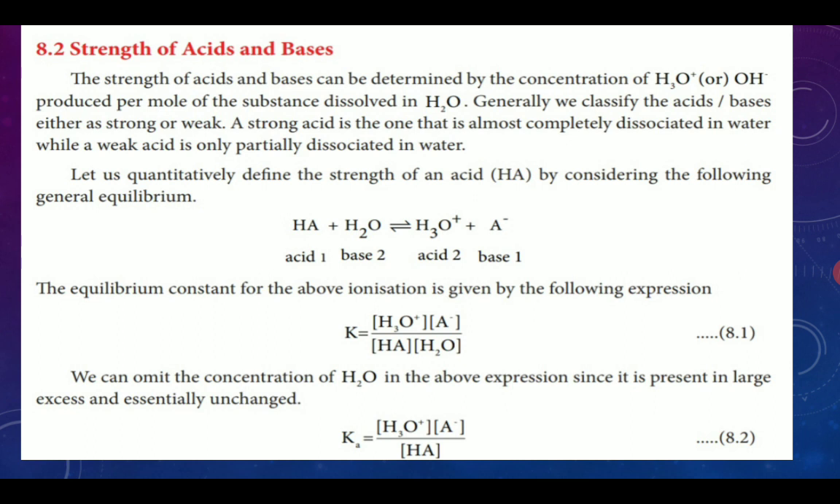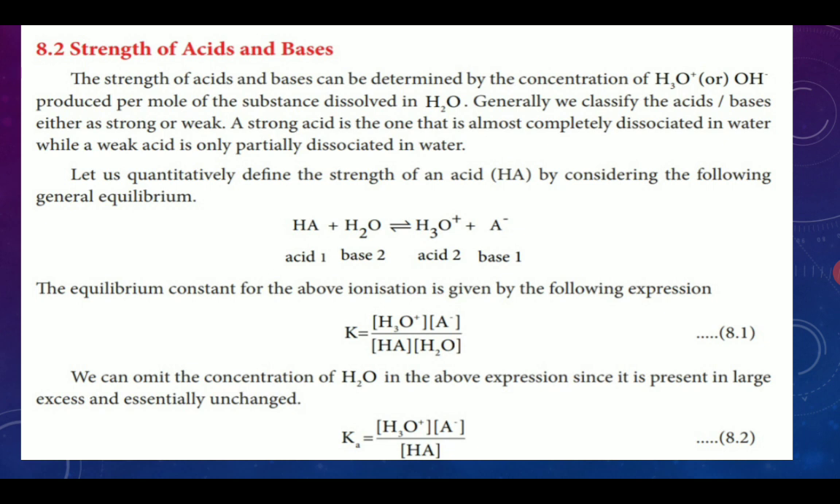So generally we classify acids and bases as either strong or weak. We call some of the acids strong and some others weak. How? Let us define this quantitatively. Consider the following equation: HA + H2O gives H3O+ and A-. In this case, the first one is an acid because it gives out a proton, H+ ion, therefore it becomes an acid.